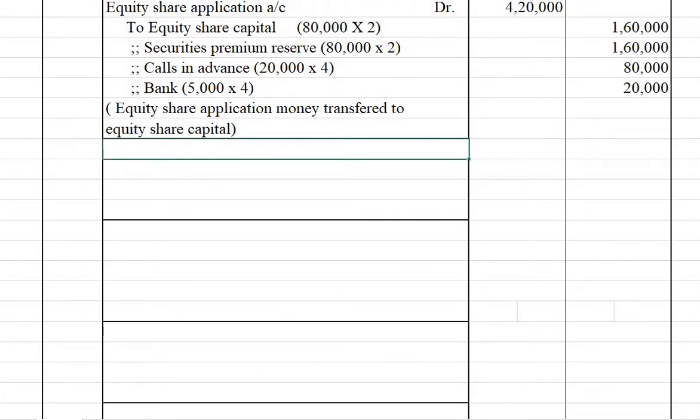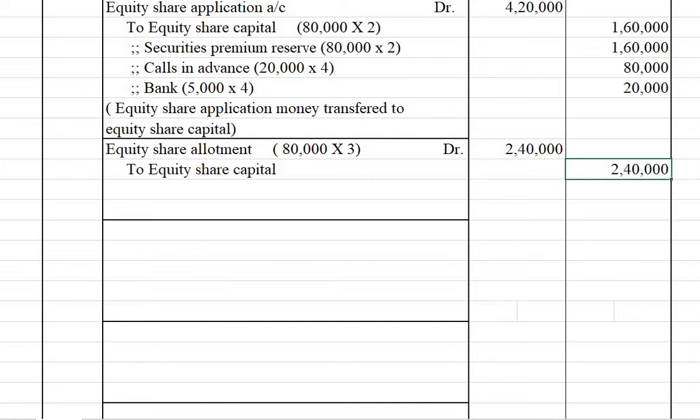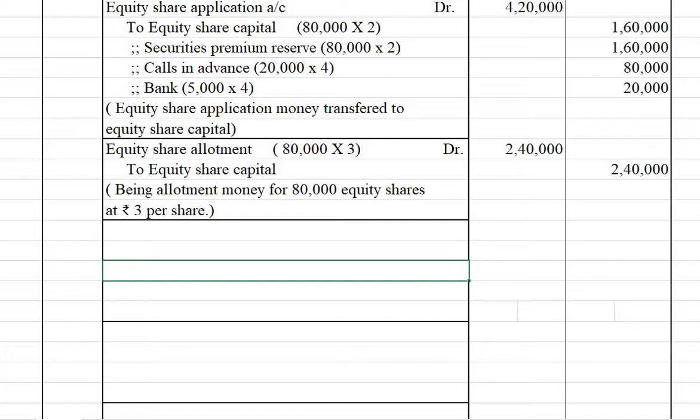Then next, we have to adjust the share allotment on the due date. What is the journal entry for share allotment due? Yes, equity share allotment debtor to equity share capital. We know that allotment money is 3 rupees per share. So 3 rupees into 80,000, 2,40,000. Okay. Then narration: being allotment money due for 80,000 equity shares.